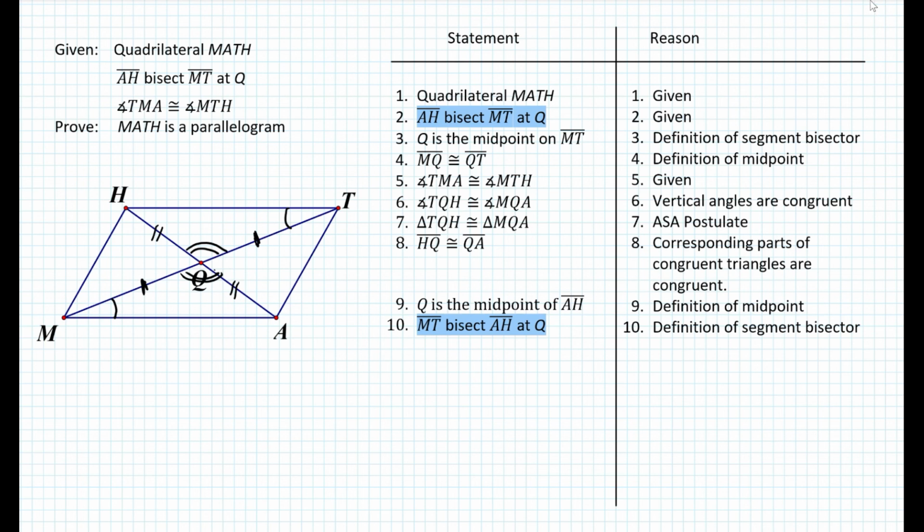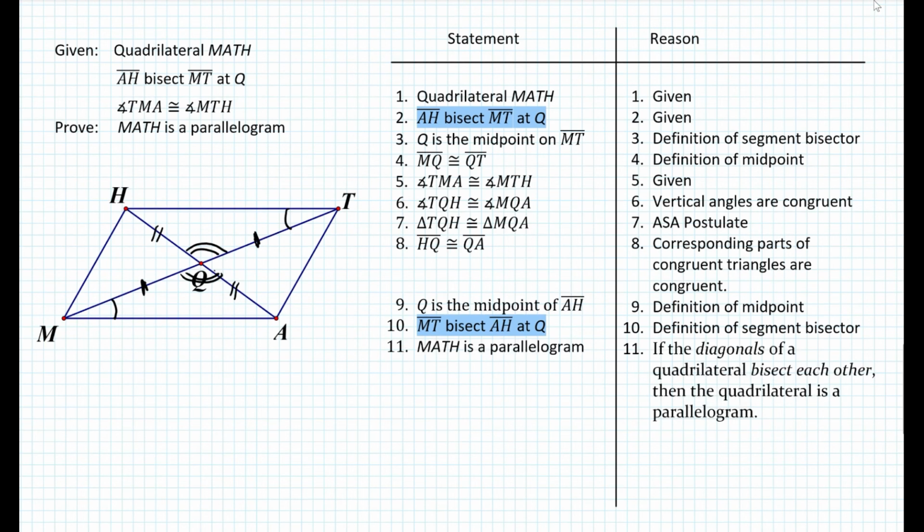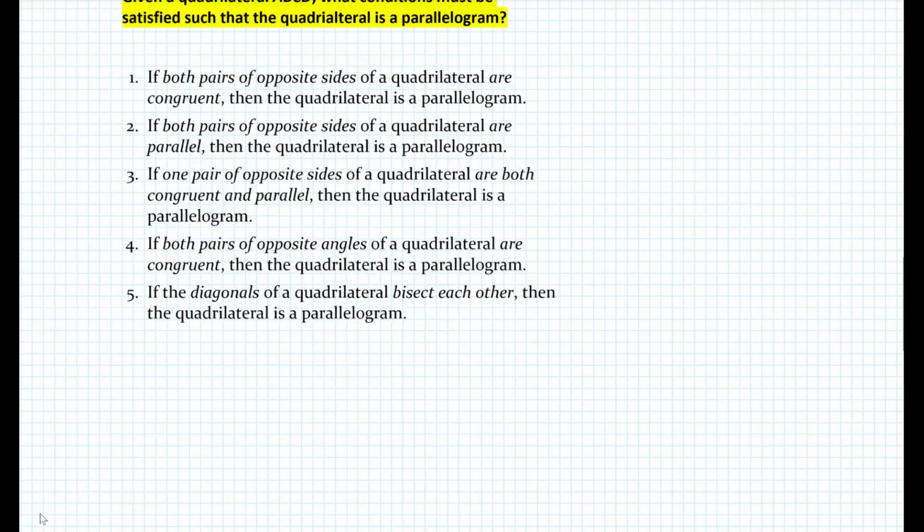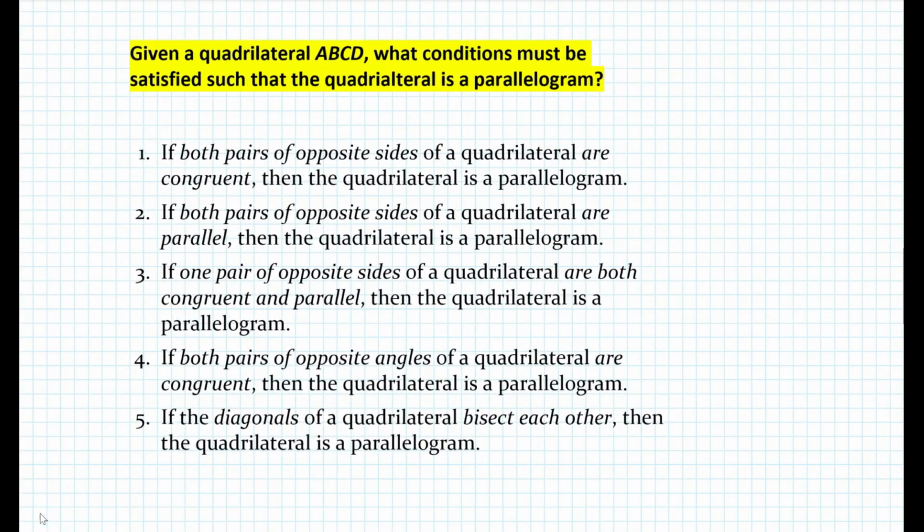So now we can state that MATH is a parallelogram because if the diagonals of a quadrilateral bisect each other, then the quadrilateral is a parallelogram. And this is how we can use any of these conditions that I listed previously to solve algebraic problems and complete proofs in geometry.